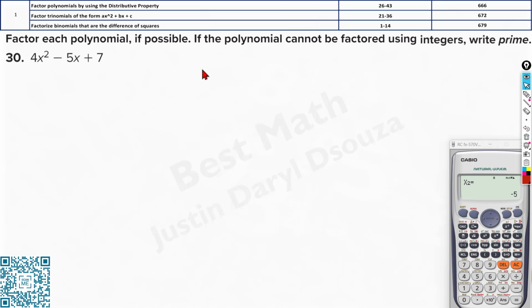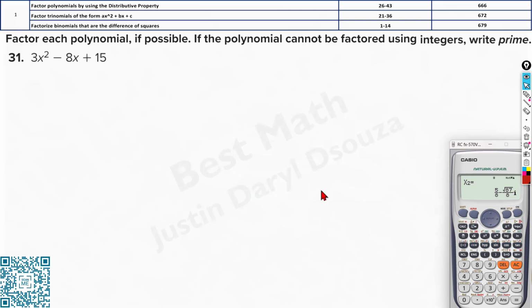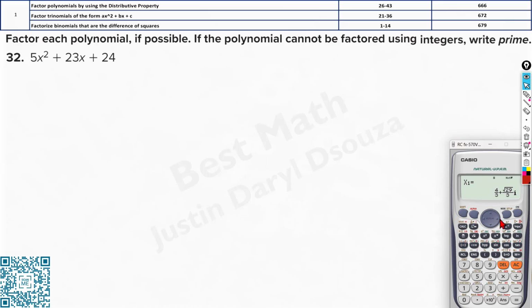Now here, since it's odd and even, there are no common factors, so let's directly go to mode 5, 3. The first term is 4, then we have negative 5, and lastly we have 7. Okay, it's imaginary, so it's prime. We just have to write that it's prime. The trinomial is prime. Mode 5, 3, we're nearly there. 3, minus 8, 15. Here, again, it's prime, okay? So this cannot be factored. You can write that the given trinomial is prime, and hence it cannot be factored.